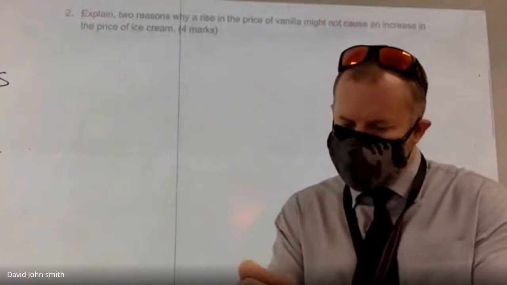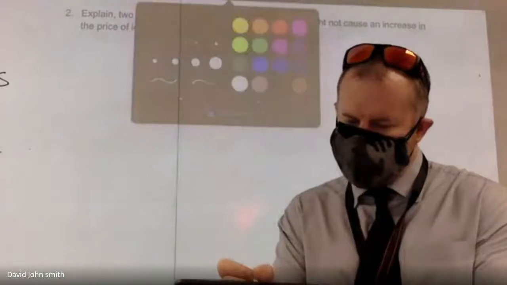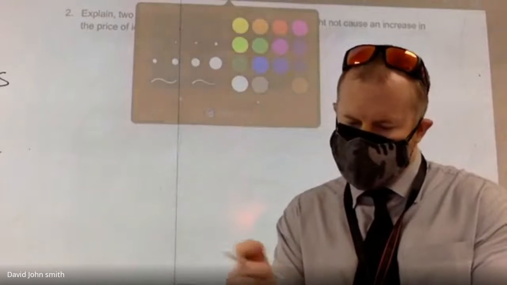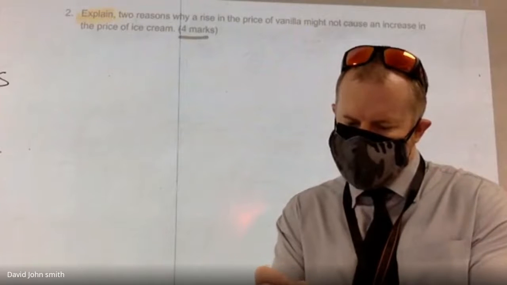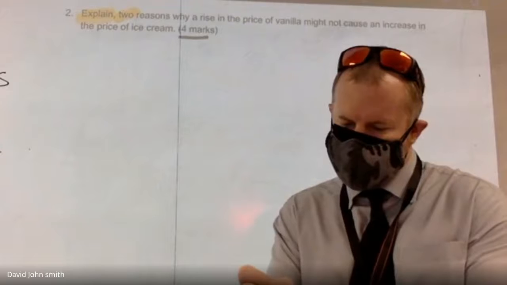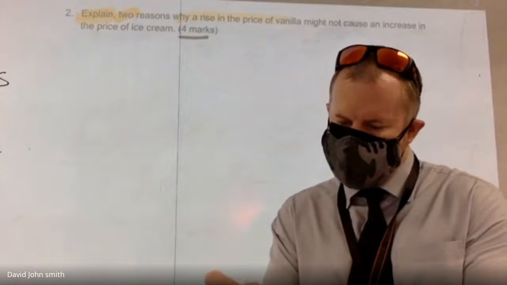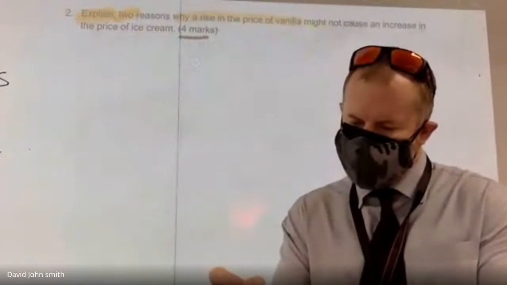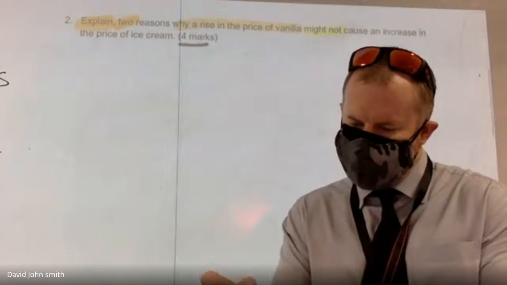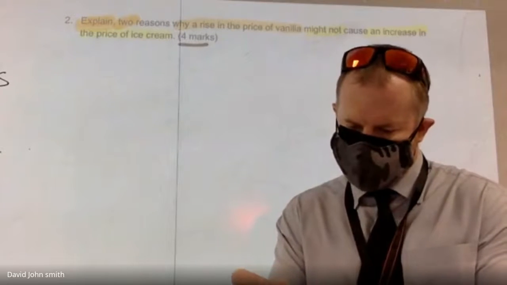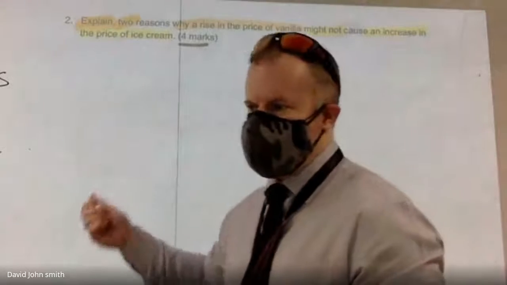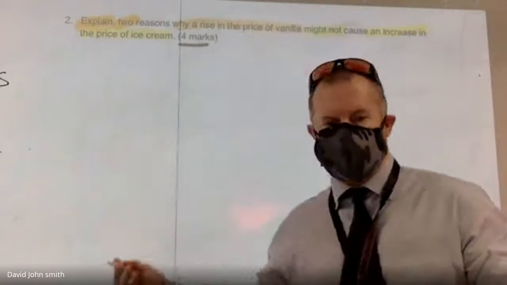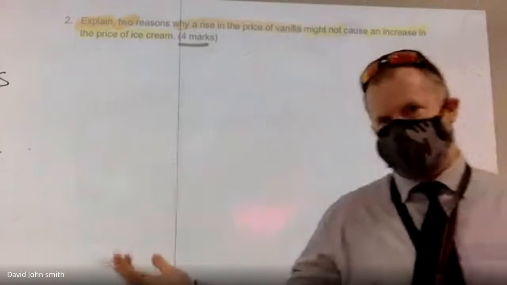Okay, the next one is worth 4 marks. So you've got to explain. The command word is explain 2 reasons why a rise in the price of vanilla might not, so it's a negative, might not cause an increase in the price of ice cream. So we're thinking about the cost of production again. Usually you say when the cost of the raw ingredient has increased, then it should lead to an increase in the price. This is a determinant of supply.